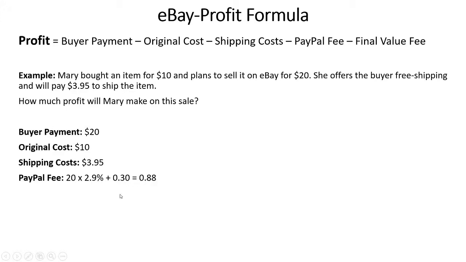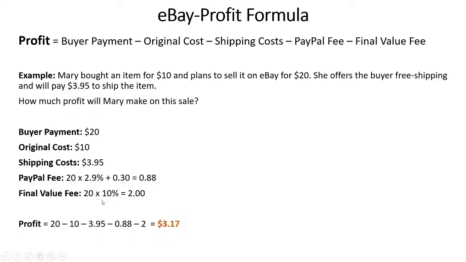And if you've sold on eBay, you might have noticed that you'll actually see in your PayPal account that they've already subtracted the PayPal fee. All right, the eBay final value fee in this case is going to be 10%, assuming it's just in one of the most general categories. So that's going to be 20 times 10%, which is $2. Okay, that's the final value fee.